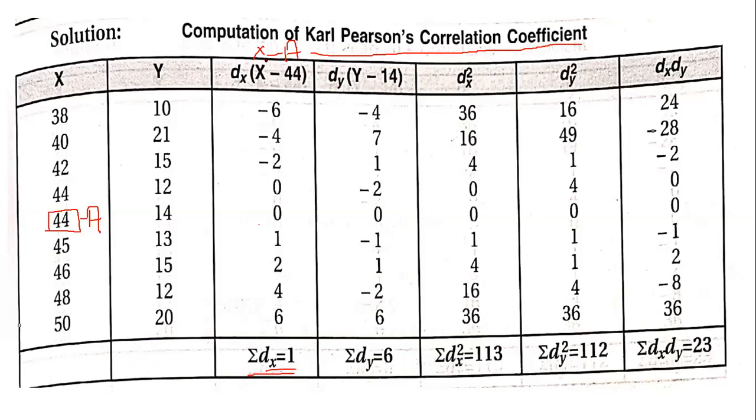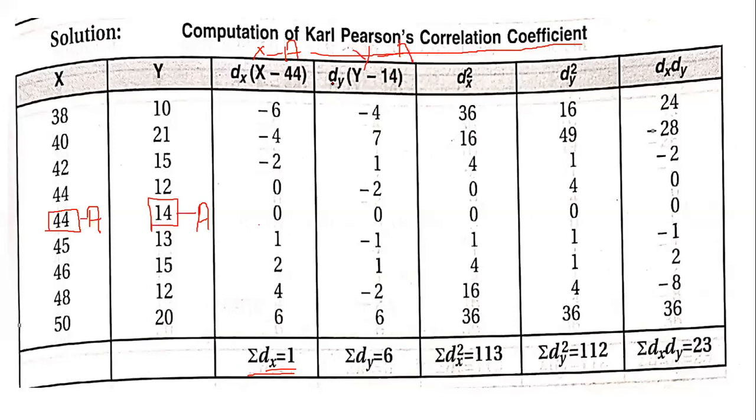Next, you calculate dy, that is y minus a, the assumed mean, which here is 14. Again we take the central value, with 4 numbers to one side and 4 to the other. You can take any number, but the central value makes more sense and will not confuse you while solving problems in the examination.